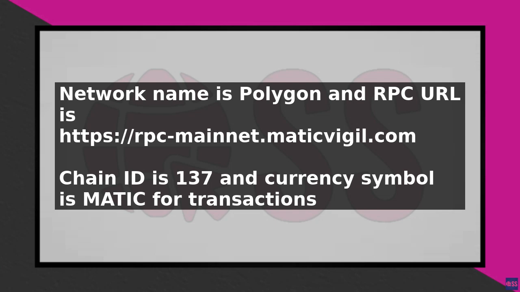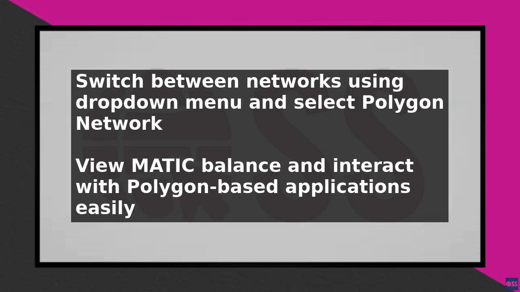Once you have added the Polygon network, you can switch between different networks by clicking on the Network drop-down menu and selecting the Polygon network. You will then be able to view your Matic balance, send and receive Matic, and interact with Polygon-based decentralized applications.